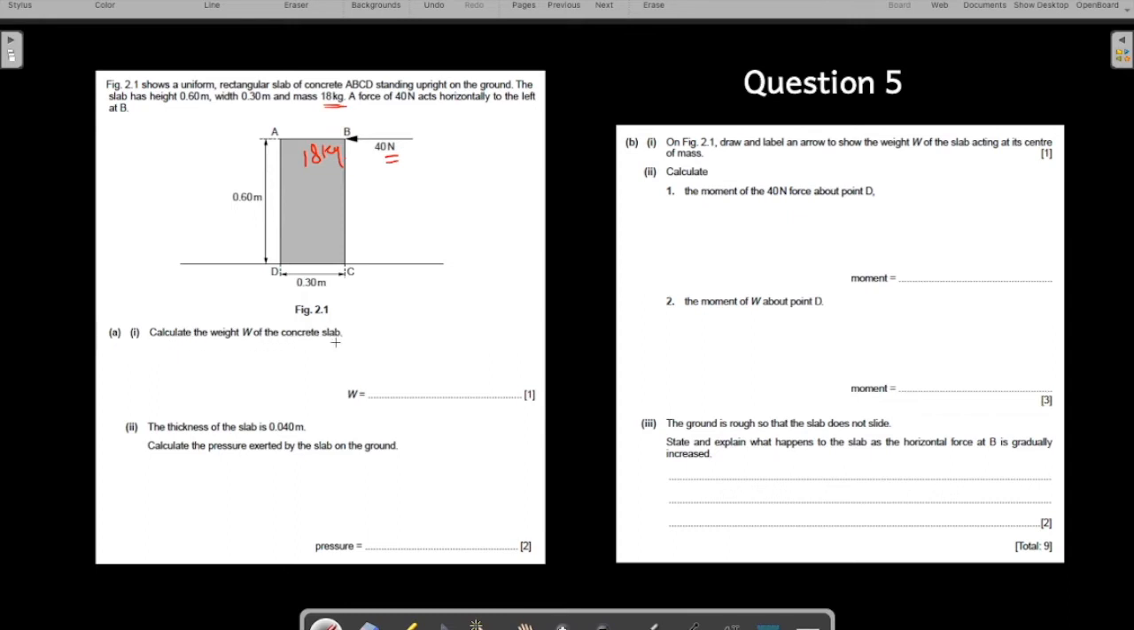Calculate the weight of the concrete slab. What is the weight? The formula for the weight is mg, right? The value of g is 9.8 meters per second square, or for simplicity's sake, you can also take it as 10 meters per second square. So for simplifying the calculation, I am taking 10. If you are working with a calculator, you can use 9.8, right? So 18 times 10, the mass times g, which is 10.